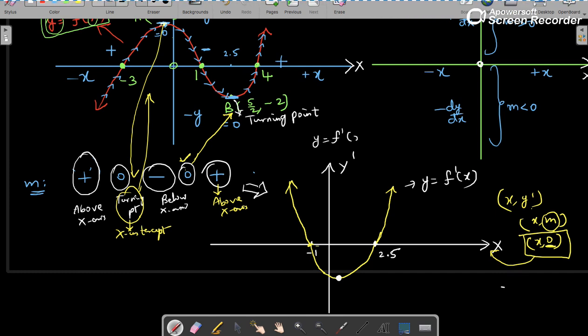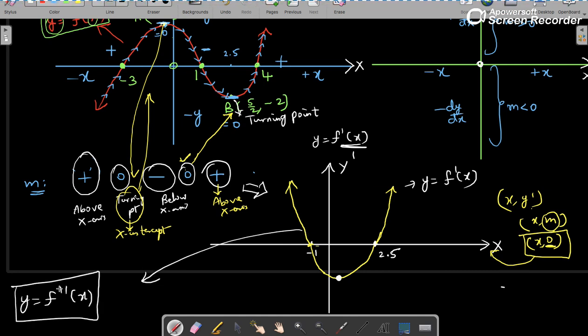Similarly, you can also draw f double dash from this. If I want to draw y is equal to f double dash, then I take this graph and use the same gradient concept to graph, and so on and so forth. That is how the gradient graph works: sketching the gradient graph from the given graph y is equal to f of x using the slope of the tangent of f of x, being f dash x. Thank you.